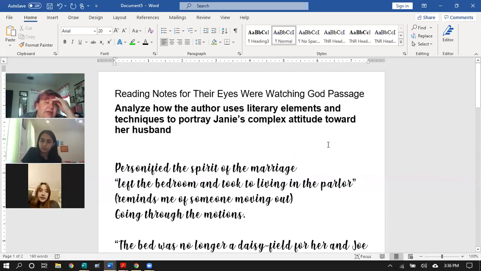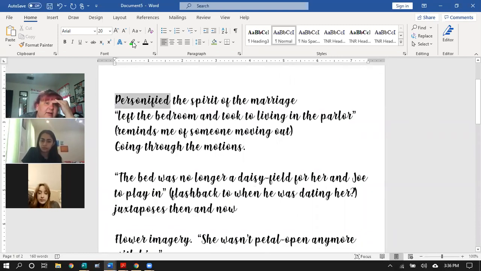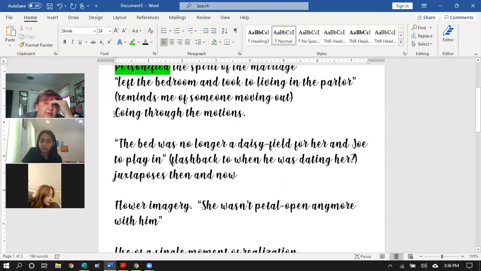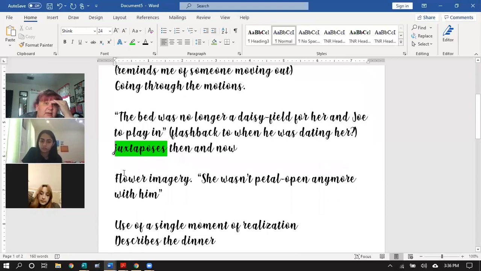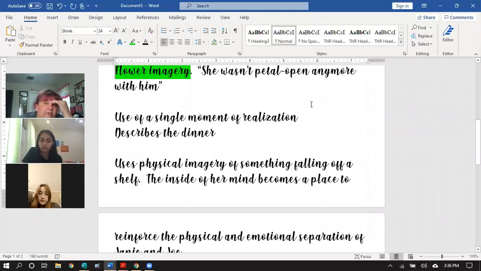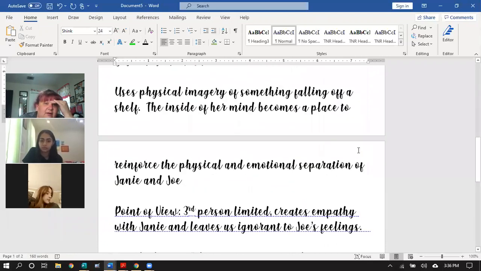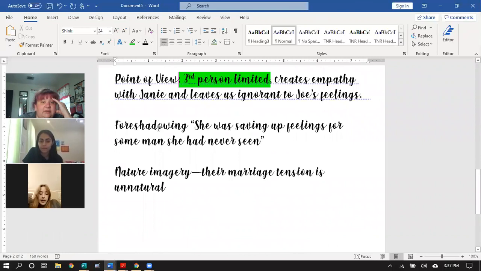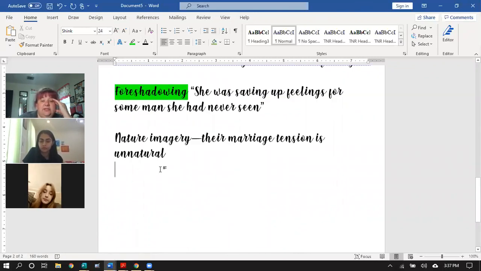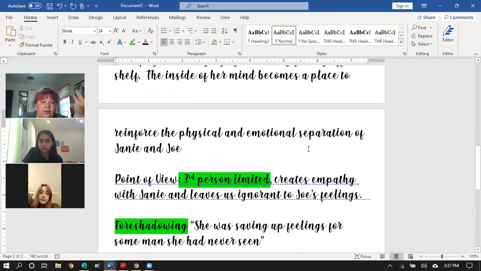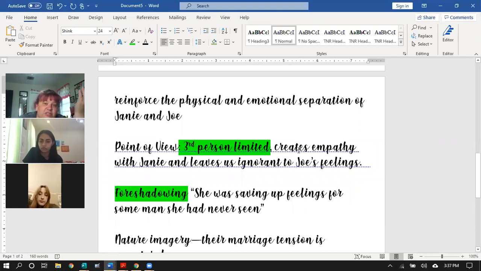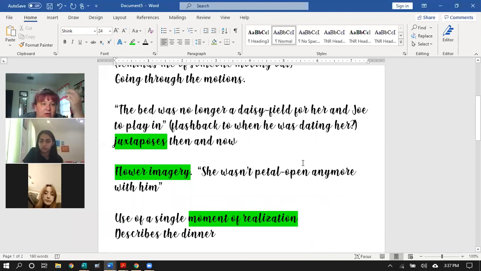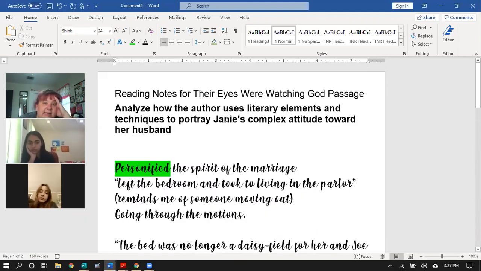So let's say we had our little notes. Well, I know I could mention personification, juxtaposition, flower imagery, moment of realization. Probably not going to mention all these, but good, right? Third person limited, foreshadowing. So then when you go to write your thesis statement, you could say, through the use of literary techniques like narrative choice, flashback and foreshadowing, imagery, metaphor, whatever it is, and you could do 2, 3, 5, 7, it doesn't matter, the author portrays Janie's complex attitude toward her husband through this. You know what I'm saying?